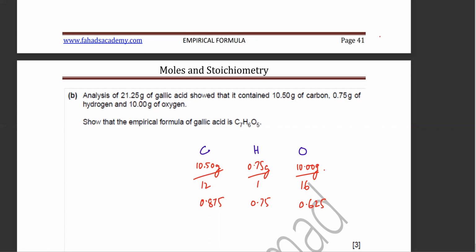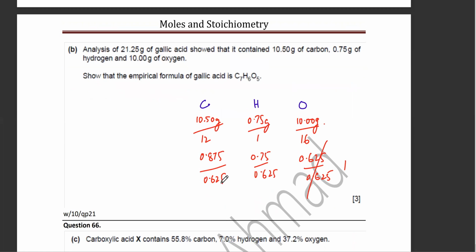Then divide by the smallest, I think which is 0.625. So this one comes to 1. What value is coming for the first one? It's 1.4. That's coming out to be 1.4. What is the second one coming out to be? 1.2. And the last one is 1.